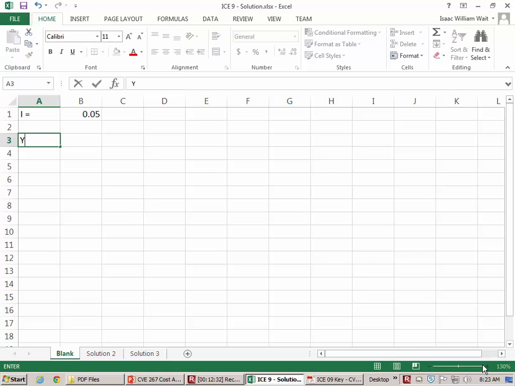Here we're going to have year. And then for the next column, we're going to have the outflow. Here we're going to have the inflow. Let's type in for the cash flow diagram what we already know. We've got 10 years.